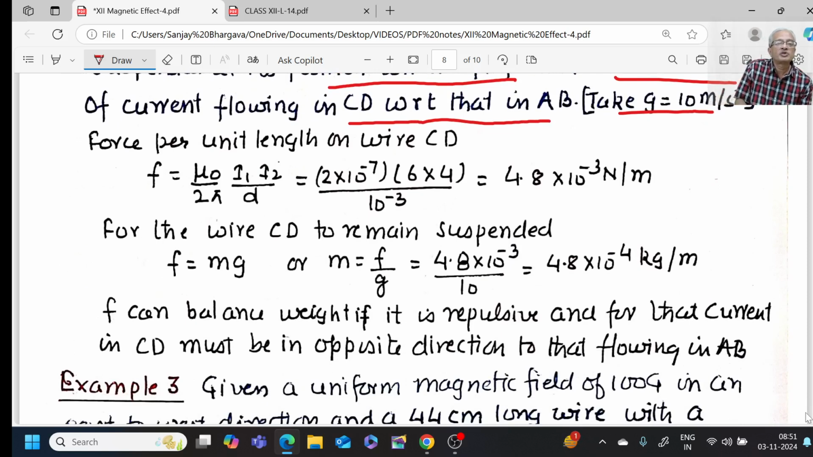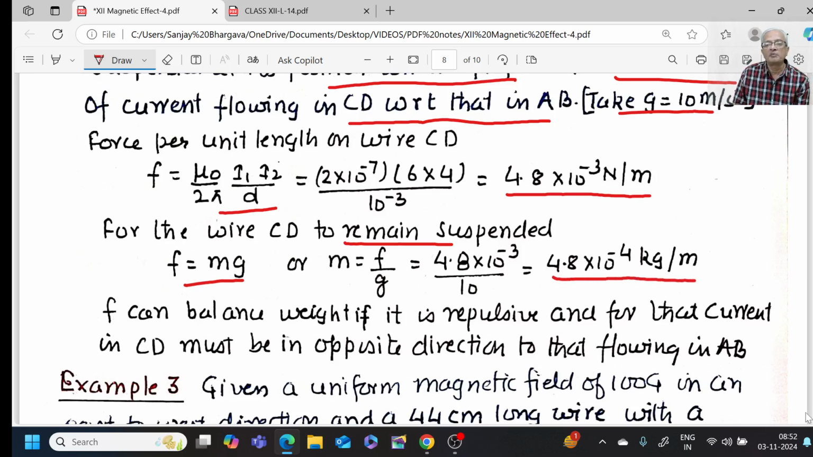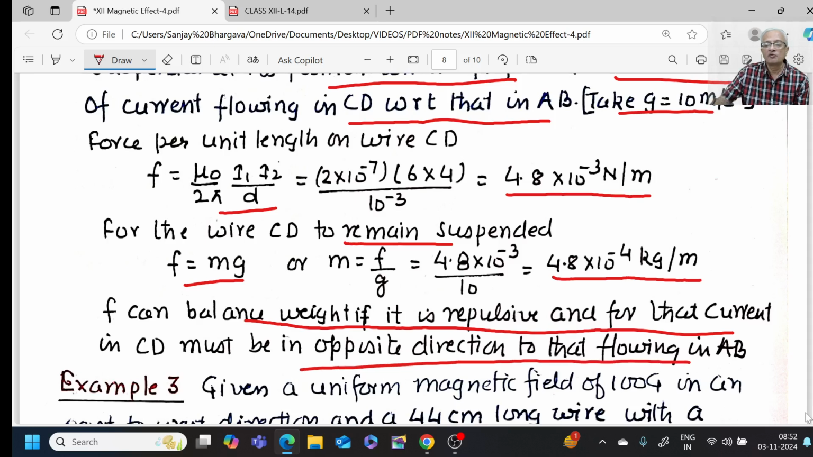Now I can calculate what would be the force per unit length on wire CD. It would be given by mu 0 upon 2 pi I1 I2 upon d. So substituting the values, I obtain the force per unit length as 4.8 into 10 raised to power minus 3 Newton per meter. For the wire CD to remain suspended, force must be balanced by its weight. So the mass is equal to F upon g, that is equal to 4.8 into 10 raised to power minus 4 kilogram per meter. Now F can balance the weight if it is repulsive, and for that the current in CD must be in opposite direction to the one flowing in the wire AB.